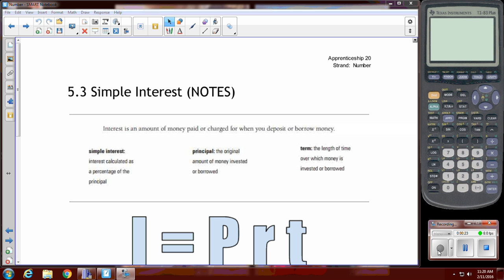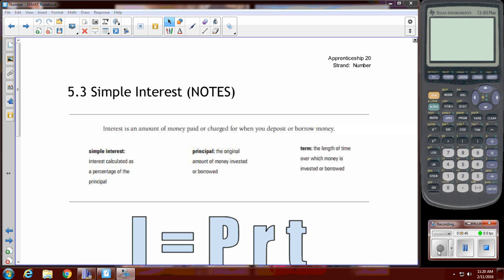Now, if you borrow money from the bank, they're going to charge you interest. So you're going to borrow a certain amount and you're going to have to pay back a little bit more. They charge you for actually borrowing the money. Likewise, if you're putting money into the bank, they actually give you money to say, hey, thank you for putting money in here because we're using your money to lend it out to other people. So we're going to give you a little bit of interest. So we're going to give you some money just for saving with us.